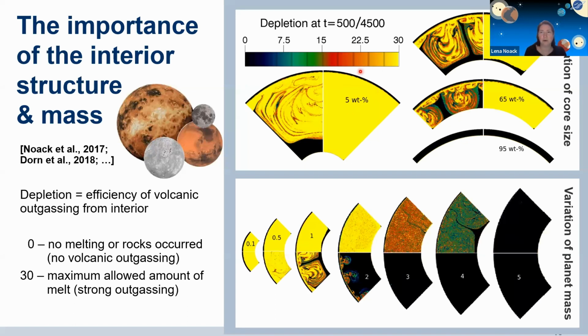And the color coding yellow tells you that all of the material was molten at some point, and whenever there were volatiles in there, they were actually extracted to the surface. And you can see that in some cases, the interior structure, so the size of the core, but more dominantly the mass of the planet, can really have a major impact on the question of how many volatiles you can actually put into the atmosphere.